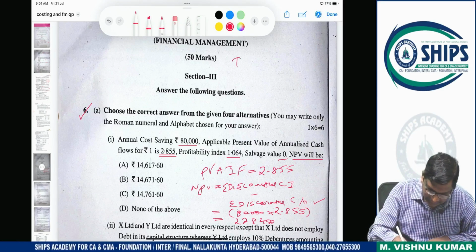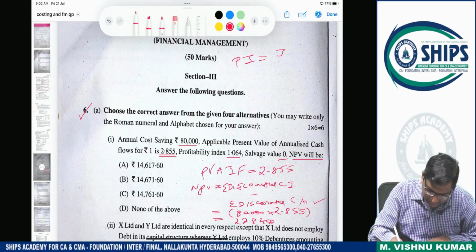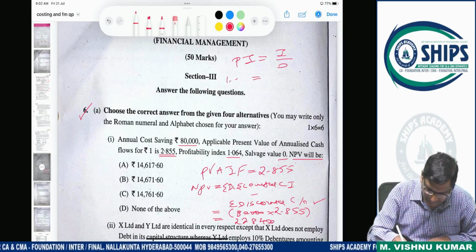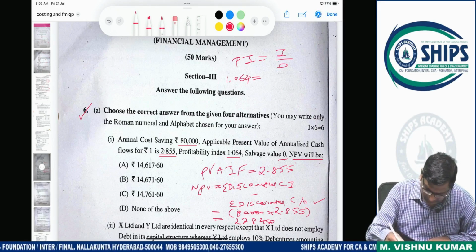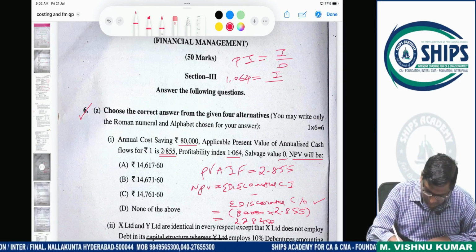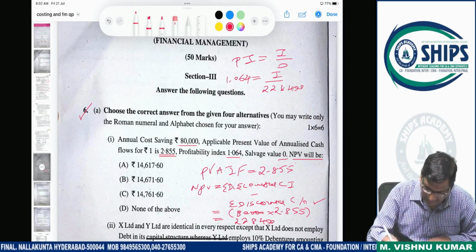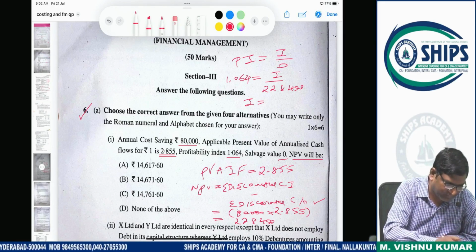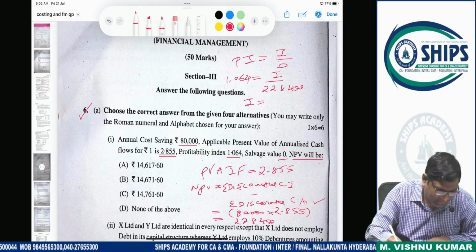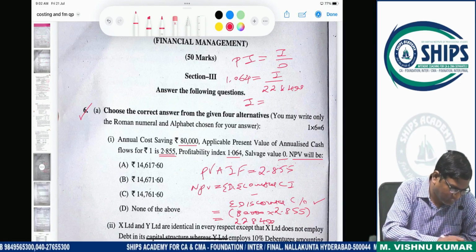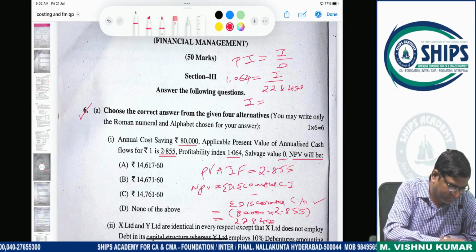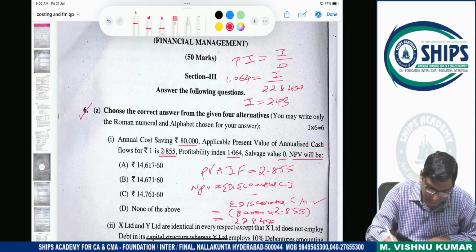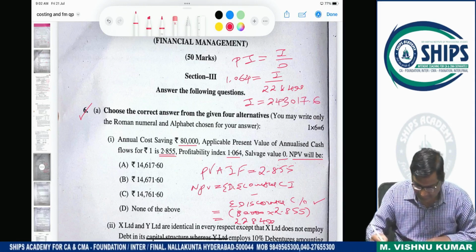Now profitability index. Profitability index means inflow by outflow. So profitability index is 1.064. Inflow we don't know, outflow is 228,400. So inflow will be 228,400 into 1.064, which is 2 lakh 43,017.6. This is your inflow.